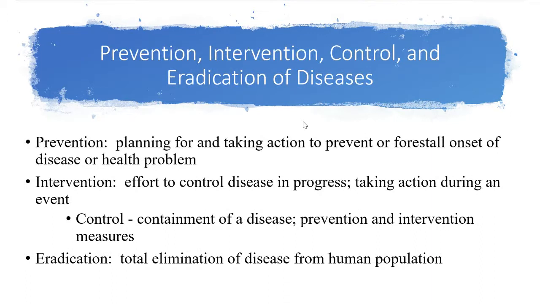When we look at the prevention, intervention, control and eradication of diseases. So prevention is planning for and taking action to prevent or to forestall, to delay the onset of a disease or health problem, so prevent it. Intervention is something that you are doing to control the events, right? So an intervention could be smoking cessation programs, right? It's an intervention to stop people from smoking. And then eradication is the total elimination of a disease from the human population.